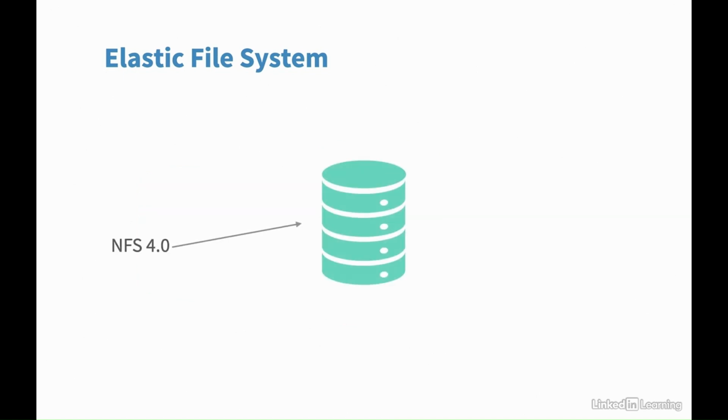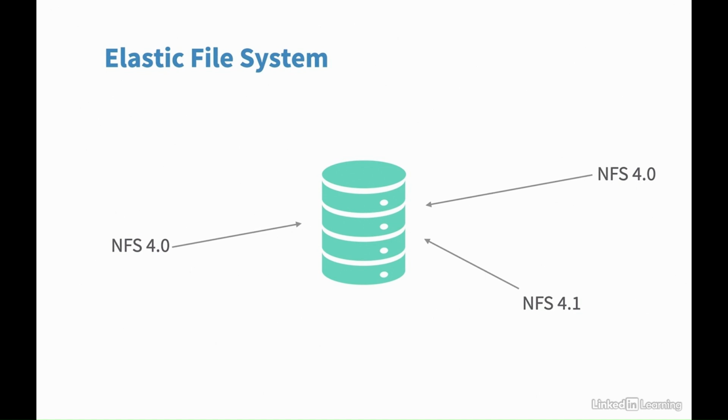EFS is not block storage like EBS. Rather, it's a file system that can be mounted by NFS 4.0 or 4.1 clients. Unfortunately, that does mean that Windows cannot natively mount EFS. However, you can enable an NFS service on certain versions of Windows that provides an NFS client, or use a third-party client. Alternatively, you can stand up a native CIFS file system and use another AWS service, FSx for Windows, which we'll explore later.